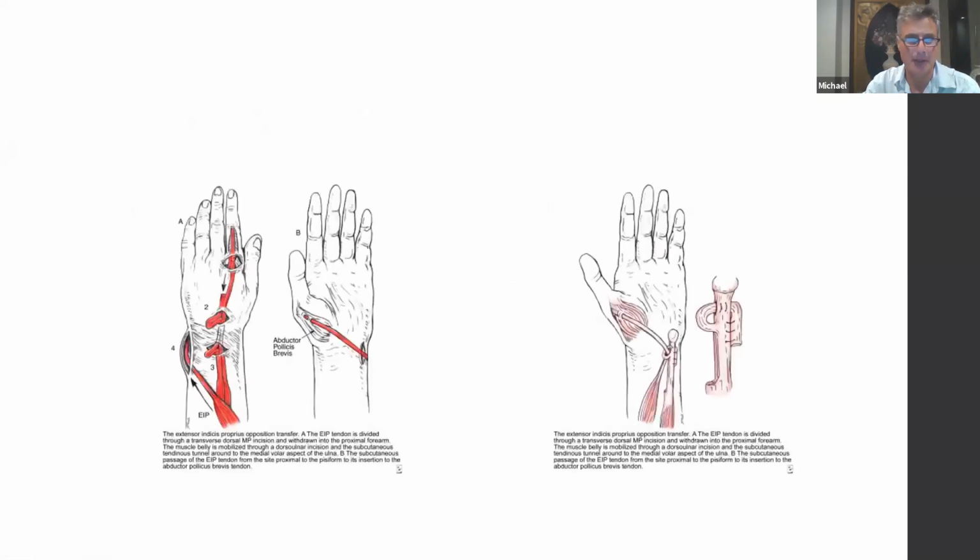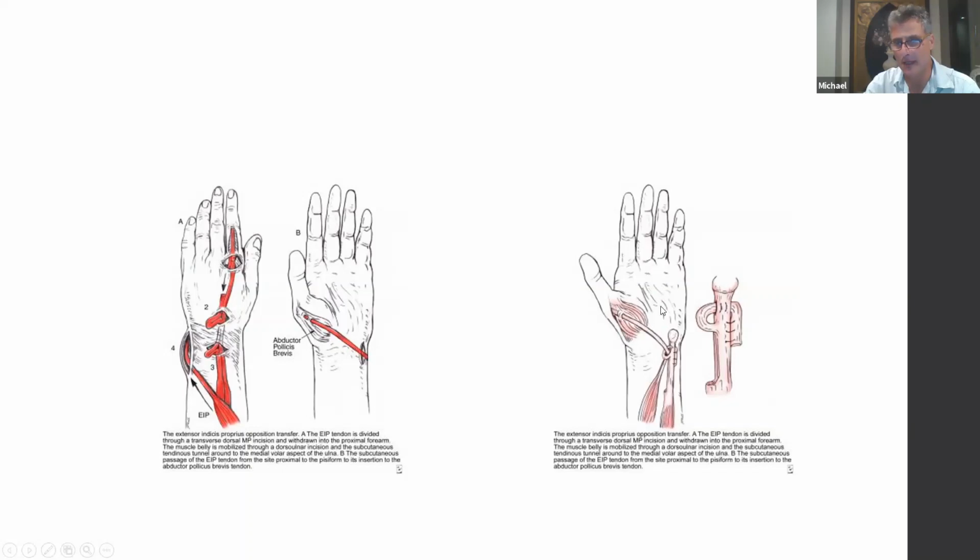Okay, and then this is the picture of the EIP transfer. You can see the EIP being harvested through a multiple incision technique taken around. So that's the motor. The pulley is the ulnar border of the hand, and the insertion is into the APB.